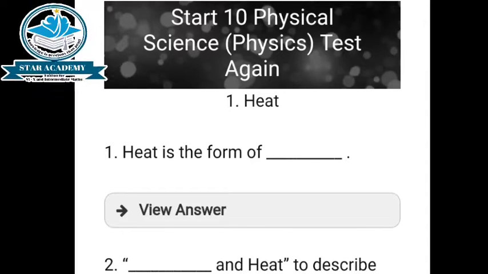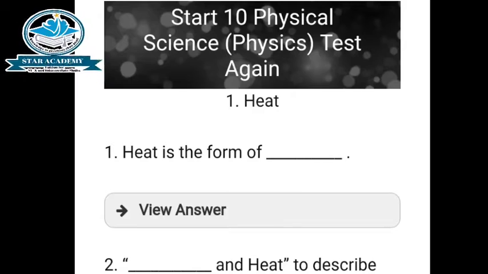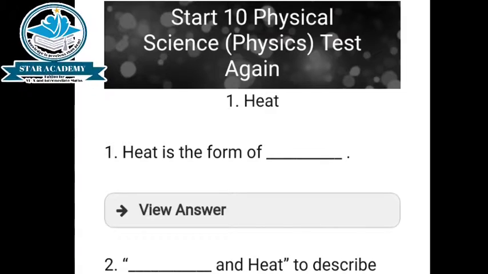Today I discuss a physical science test about the heat chapter. First bit, heat is the form of dash. So the heat is the form of dash. The answer is energy.